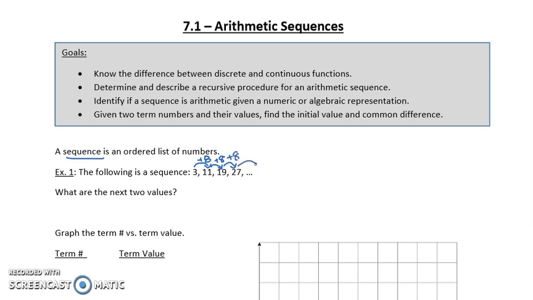So if I continue to add 8, I'm going to be able to find the next two numbers. If I add 8, I get 35. If I add 8 again, I get 43. So the next two numbers are 35 and 43.